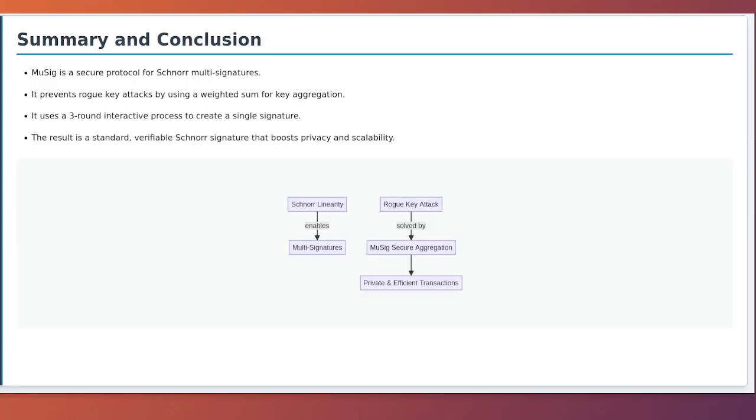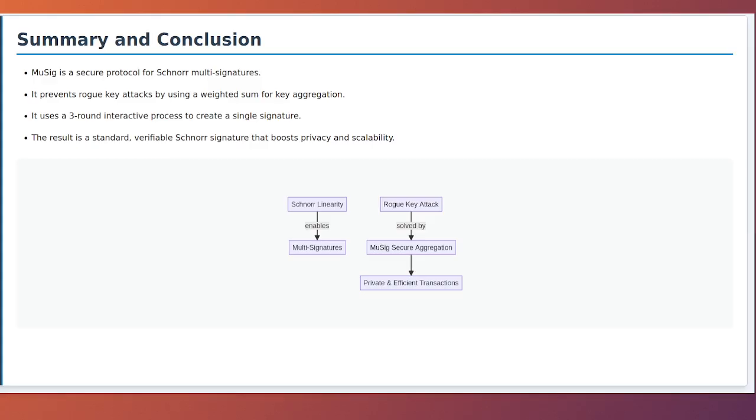Summary and conclusion. In this presentation, we have seen how MuSig provides a secure protocol for creating Schnorr multi-signatures. We started by understanding that the naive approach of simply adding keys is vulnerable to the critical rogue key attack. We then saw how MuSig solves this by introducing challenge factors to create a secure, weighted key aggregation scheme. We walked through the interactive, 3-round signing protocol where participants exchange commitments, calculate a global challenge, and produce partial signatures.